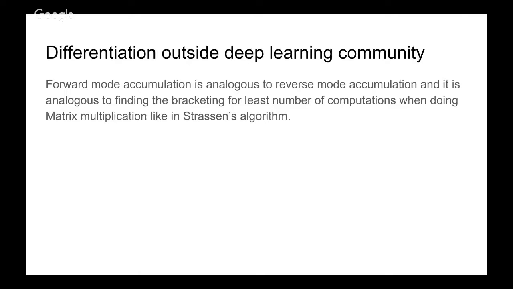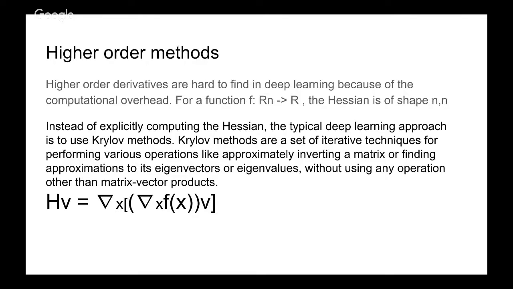And then the last slide. This is the last slide, and the book goes on to higher order derivatives. Higher order derivatives could be very useful. If you have them, you could know where the maximum change in gradient is, and you can go in that direction. But the problem with finding higher order derivatives is the computational overhead.